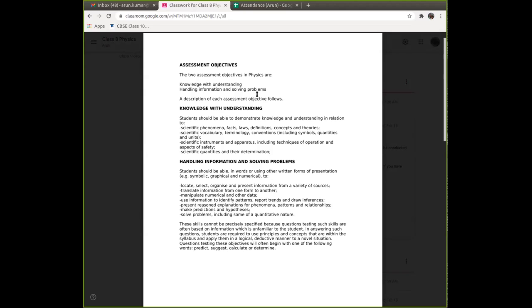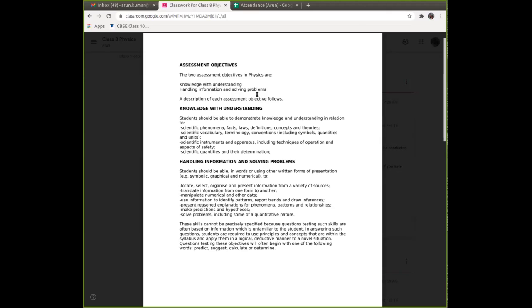Be able to use scientific vocabulary, terminology, and conventions, like symbols, quantities, and units. Use of scientific instruments and apparatus, including techniques of operation and aspects of safety. That's not so relevant for the test itself, but sometimes questions come in where you are supposed to use a digital balance or a weighing balance or some other equipment, for example a clock or a digital watch, and you should know how those apparatuses actually work, perhaps without the actual equipment being in your hand. Scientific quantities and their determination.